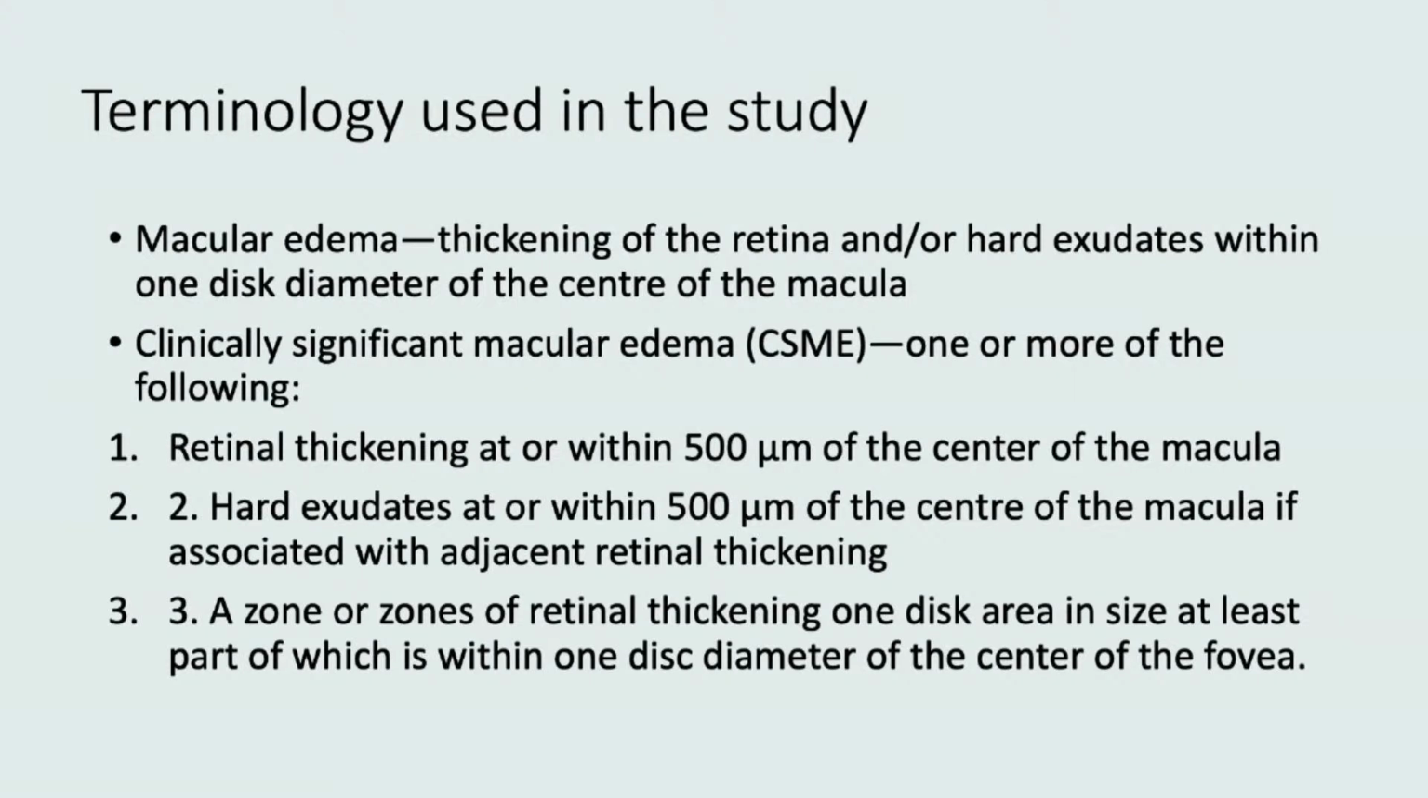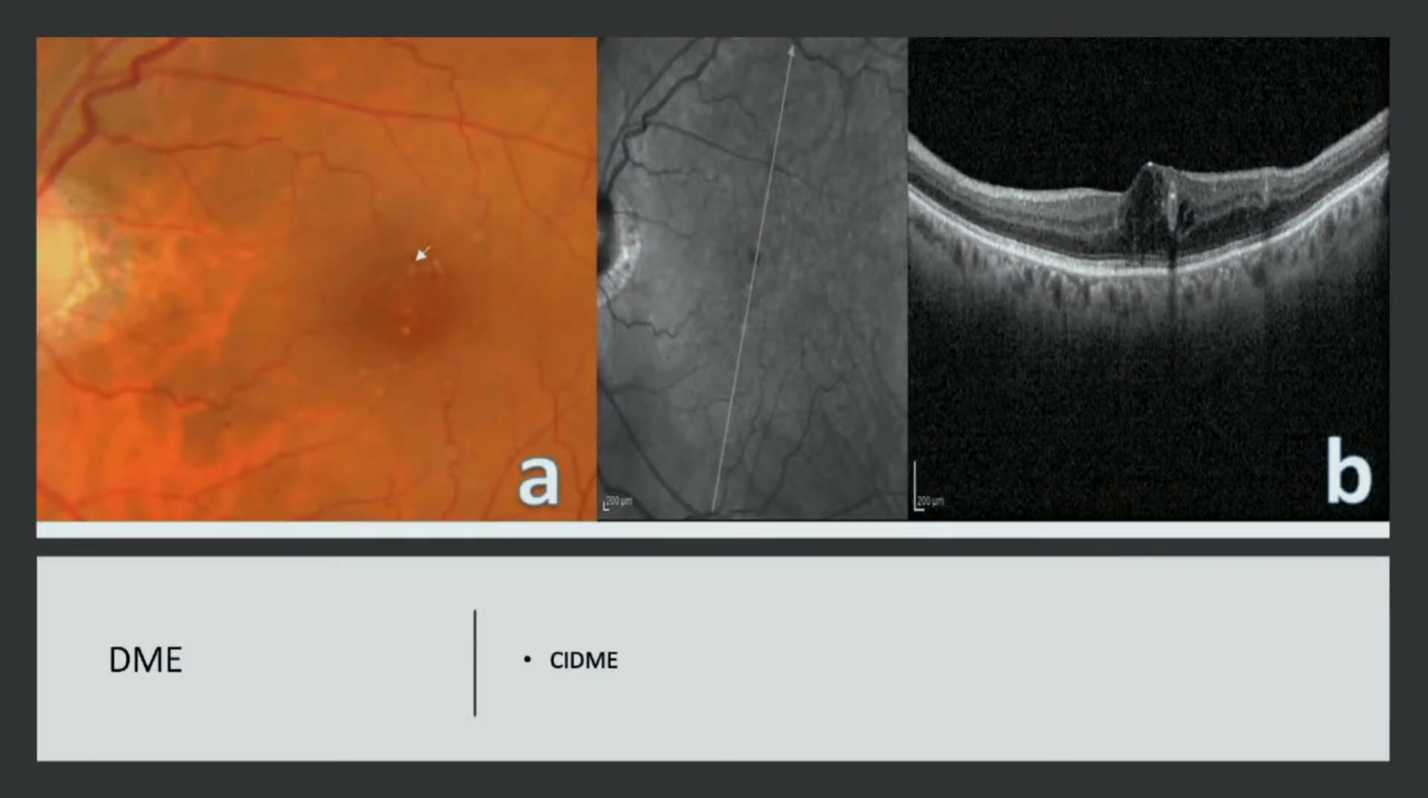If it is adjacent in the central 500 microns, but if there is a presence of hard exudates anywhere within the central, that was called CSDME. Or if there is a large area which is abutting the center, that was also called clinically significant macular edema. So this gave an idea of what should be treated and when it should be treated.